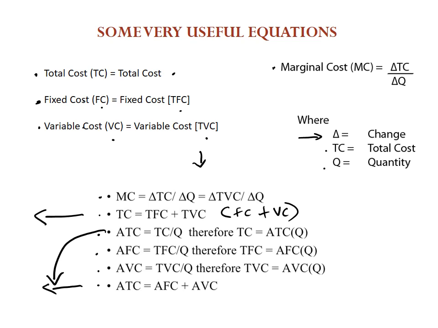Marginal cost, your change in total cost divided by your change in quantity. Your total cost, your fixed cost plus your variable cost. Your average total cost, your total cost divided by quantity. Your average fixed cost, your total fixed cost divided by quantity. Your average variable cost, your total variable cost divided by quantity. Your average total cost, your average fixed cost plus your average variable cost, or your total cost divided by quantity. They will both give you the same thing. But you will have to practice this, my people, to get used to it. So please practice and you will be fine.